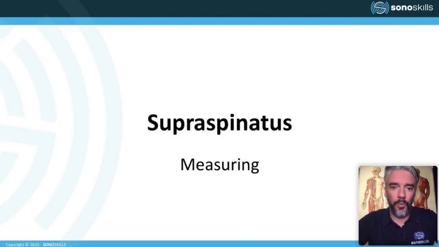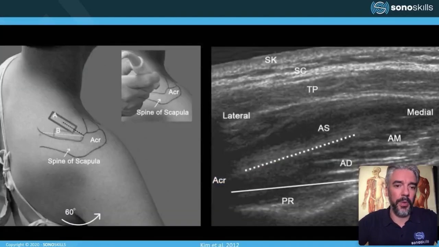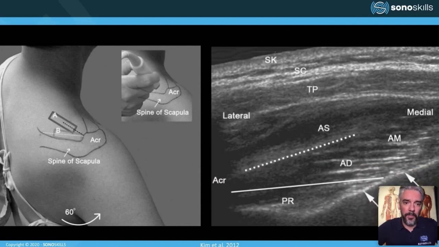And let's start with discussing the measurements of the supraspinatus. So looking at the supraspinatus, we can do this in two planes, of course, longitudinal plane and transverse plane. On the left image, you can see the transducer placement. So it's roughly parallel to the spine of the scapula. And then in that case, you are longitudinal on the fiber orientation and on the internal aponeurosis of the supraspinatus.